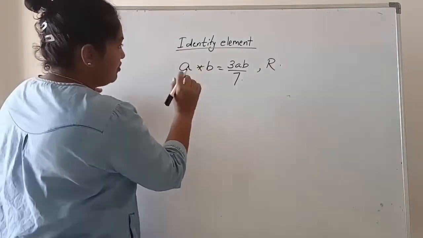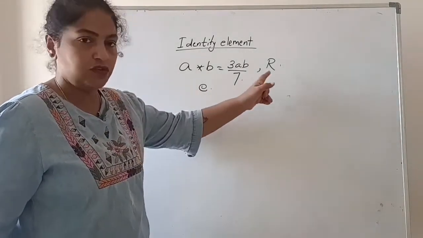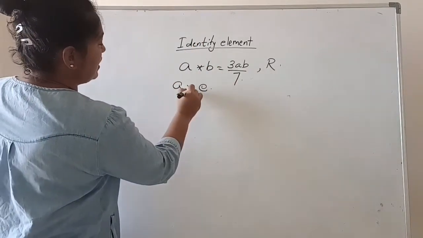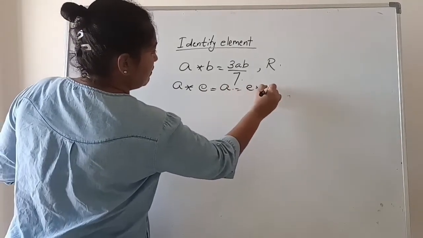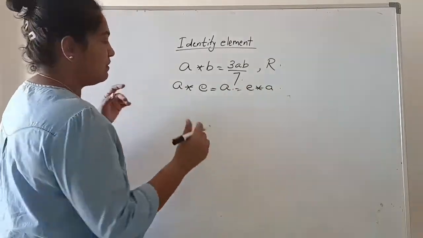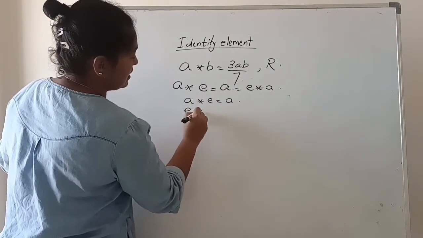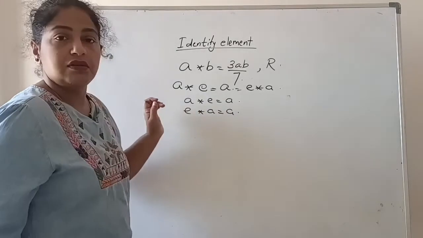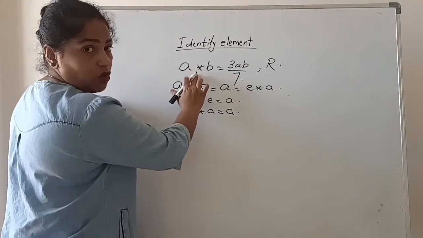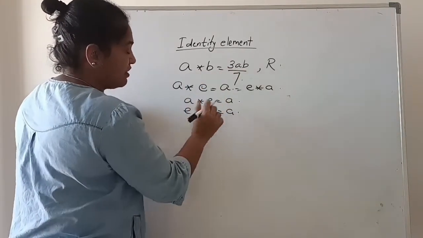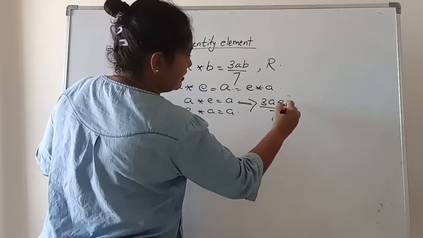Now, the condition for identity element is that this particular identity element e should belong to real numbers, and the condition is that A binary e should give me A, and this is also equal to e binary A. If I split up these statements, it is A binary e should give me A, and e binary A also should give me A. Right? Now, what is A binary e? Using this binary operation, A binary B is 3AB by 7. So, A binary e will give me 3Ae by 7 is equal to A.